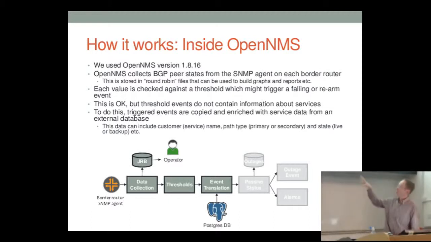So this sort of diagram shows the various components within OpenNMS that we're using. Starting on the left-hand side, we've got the router that we are collecting the SNMP data from. So we've got the data collection going, and that is going up into JRobin files where operators can look at graphs and that kind of thing. Then we've got the thresholding that takes a look at the value that's been collected, and that may or may not generate an event. If it does, that's getting passed through to the event translator, and what we are doing is we're pulling in service information from an external source to enrich the translated event that's now in the system.